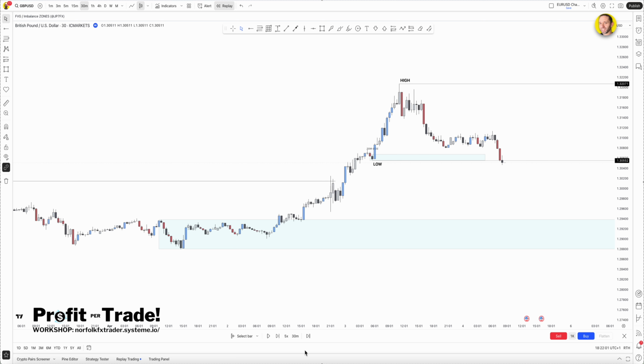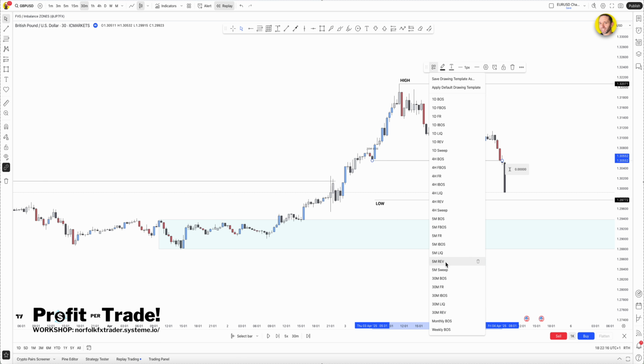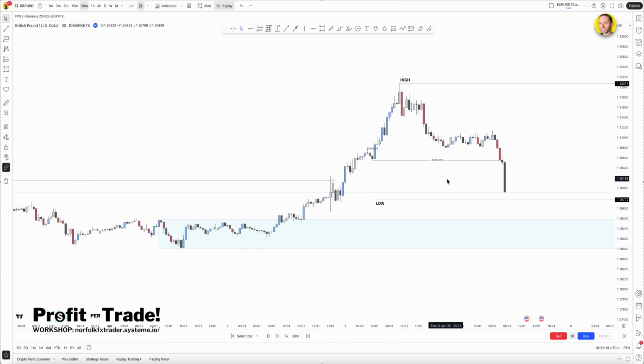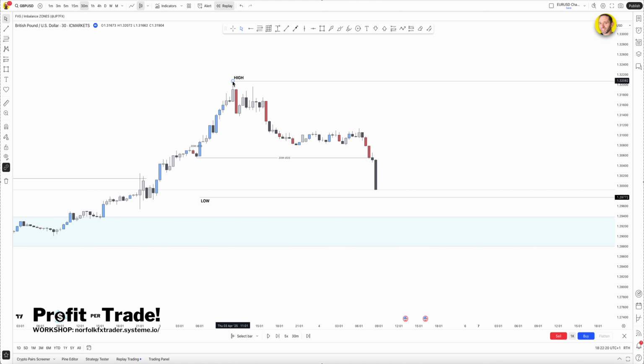And price eventually runs through. We can see we run through that area of demand. And what happens here is we're now shifting structure, and we've now gone from that bullish to a bearish bias. Okay, so stick with me on how we can apply this. This is going to help you because now we understand we're bearish.